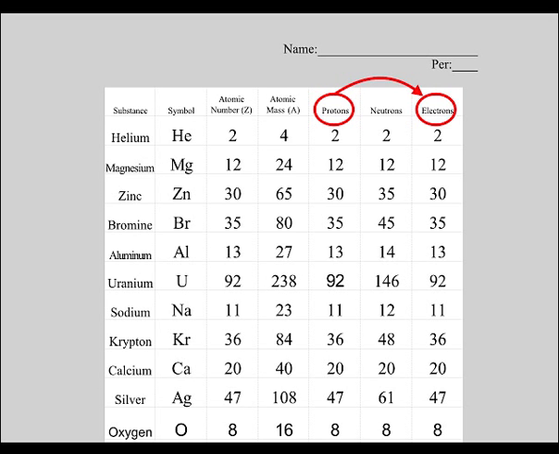And that's our first concept, right? Ions. So if the protons and electrons aren't the same, they're called ions. That's goal number one.